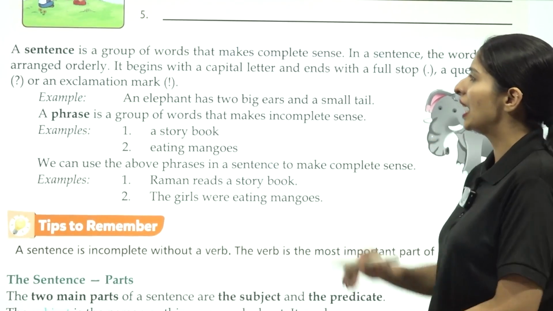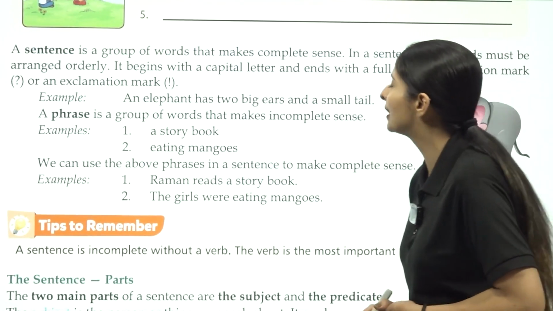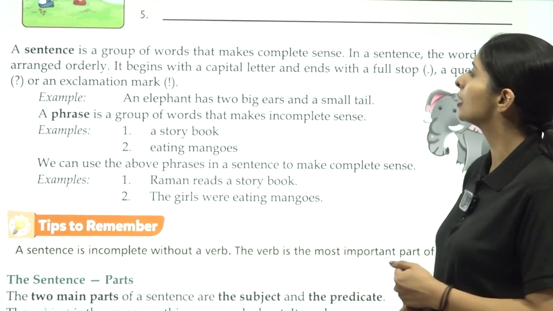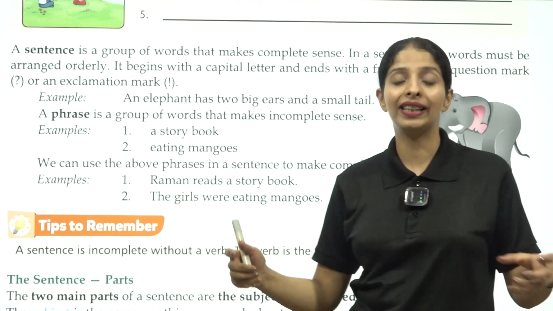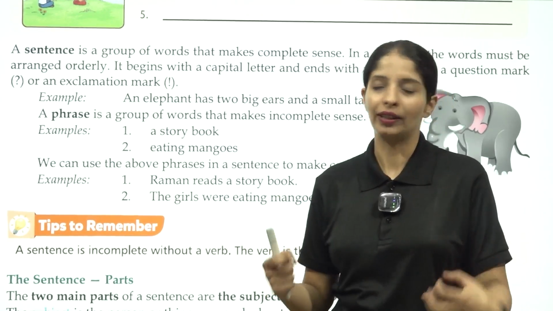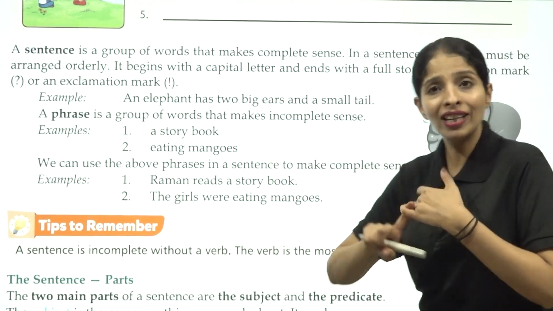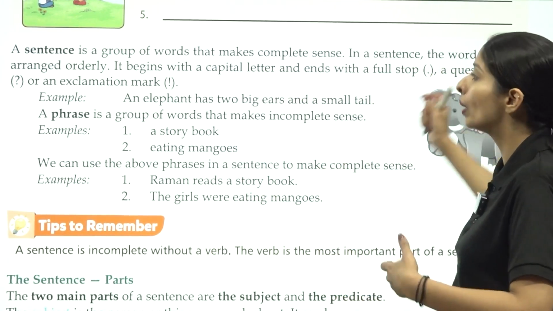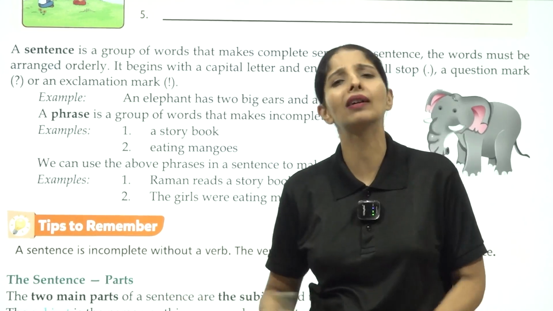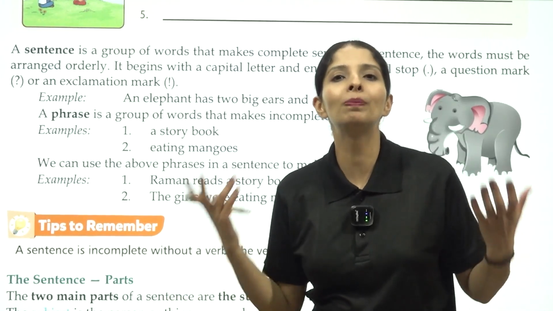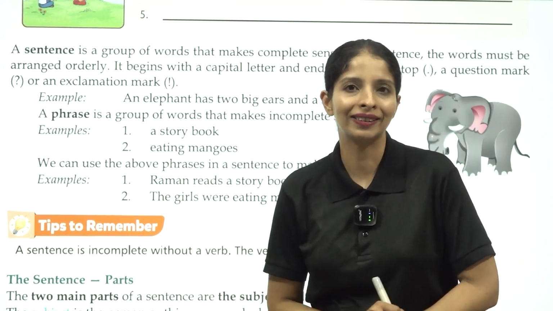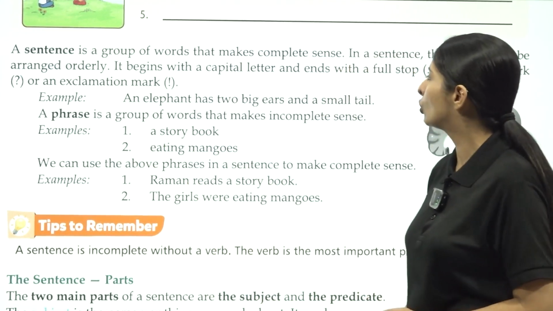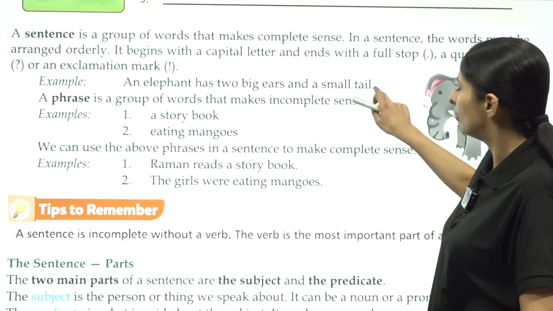Now, what is a sentence? A sentence is a group of words that makes complete sense. In a sentence, the words must be arranged orderly. Order is very important. A sentence always begins with a capital letter and ends with a full stop, question mark, or an exclamation mark, like "What a beautiful picture!" The exclamatory sign shows a surprise feeling, right? Example: An elephant has 2 big ears and a small tail.